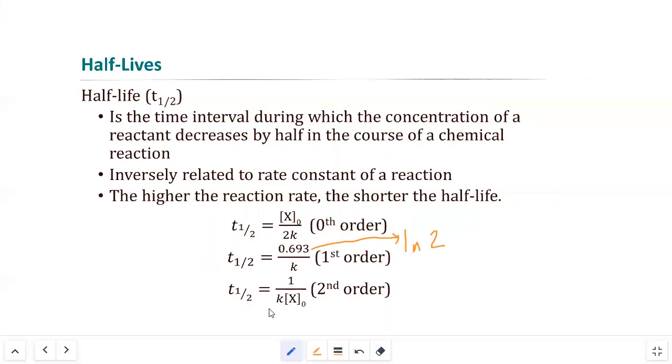Now for the others, for zero order and for second order, we can see that the initial concentration does play a role. Depending upon which one it is, it either has a positive effect, making the half-life longer the bigger it is, or in the case of second order, makes the half-life shorter the bigger it is, because we know that second order reactants react much faster.